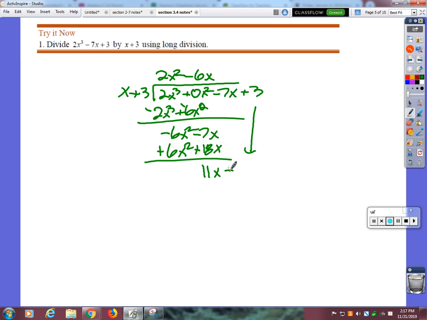Bring down the 3. And then this time, we're going to end up with a remainder, because what's 11x divided by x? 11. So if I multiply this out, then I get 11x plus 33. Change those into subtraction, so we get some canceling, and then we get a remainder of negative 30.